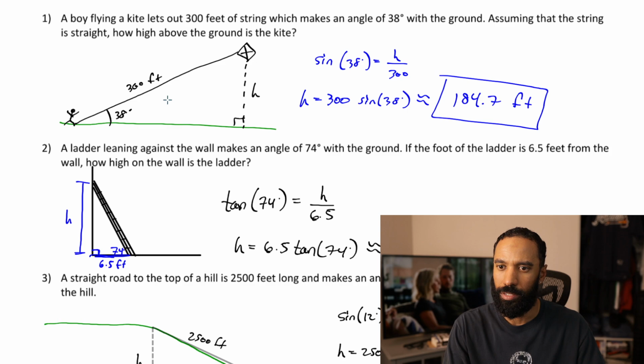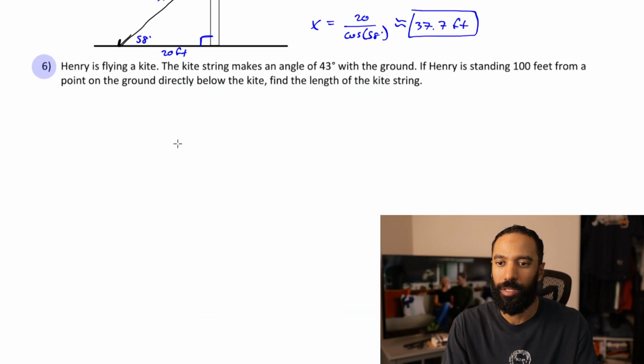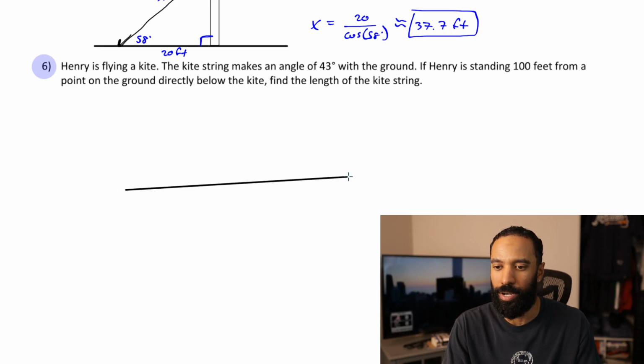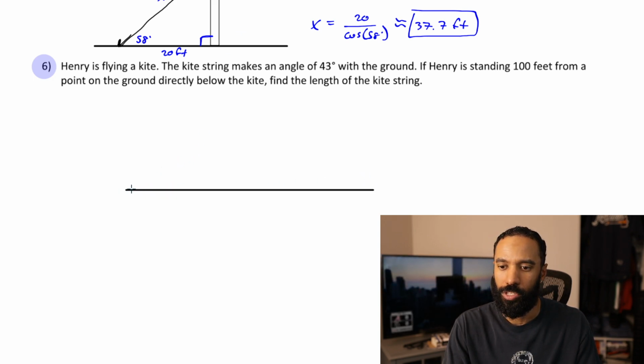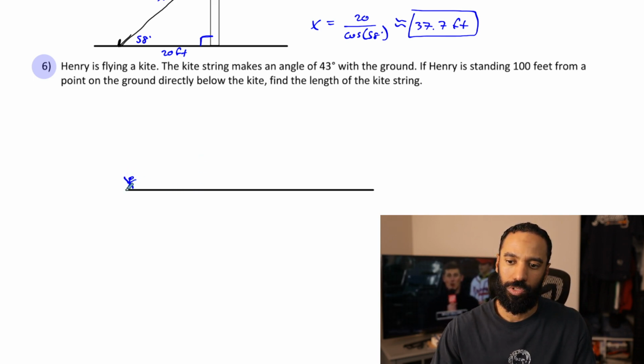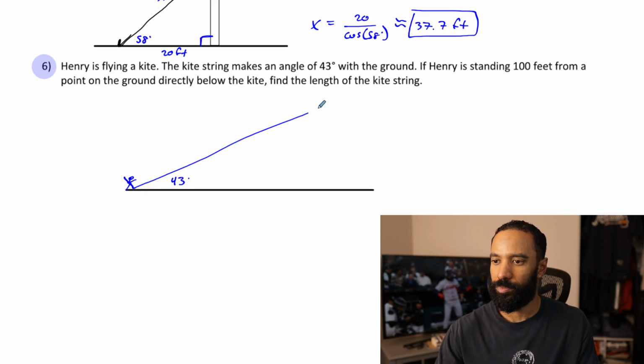So Henry flying a kite. So, wait, was Henry? That was a boy. This is Henry. Henry's a man. Henry is flying a kite. The kite string makes an angle of 43 degrees with the ground. So kite string. Oh, here's Henry. Hello. 43 degrees, not drawn to scale. Kite.